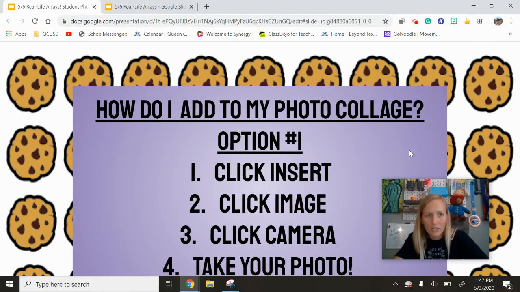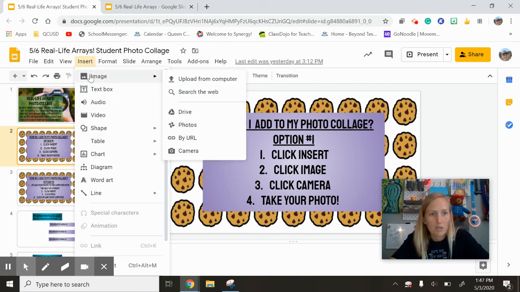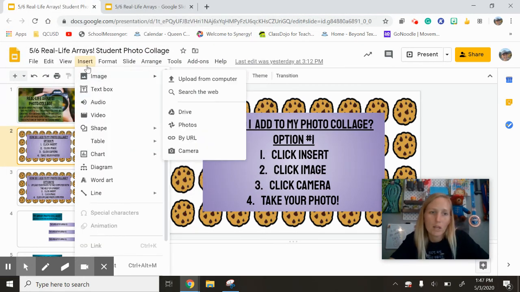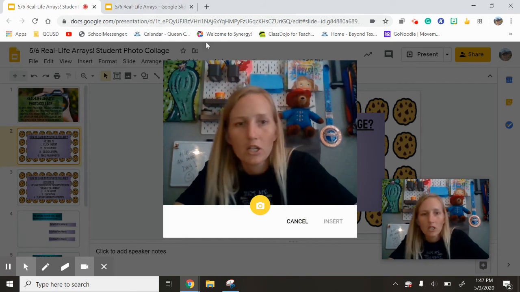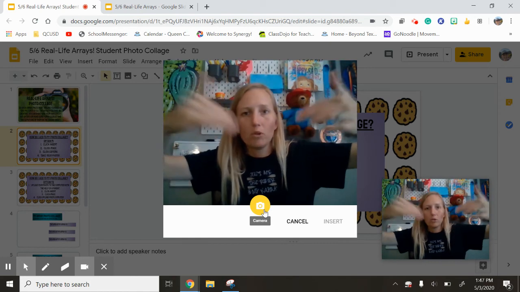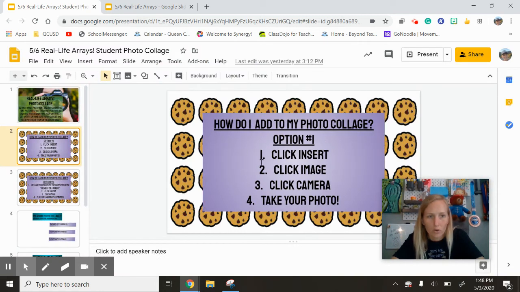So if you're taking a picture right on your device or your tablet, what you could do is go insert right here, image, and this is upload from the computer. Oh, I'm sorry, wrong one. I was telling you the second option. You're going to go insert, image, and then you can go down here where it says camera. And then you can just take your picture. It's going to say, do you have permission? And you say allow. Then you can just take your picture right here, hold up your array, or move your camera so that it can see the array. And then it'll insert right into your Google Slides.